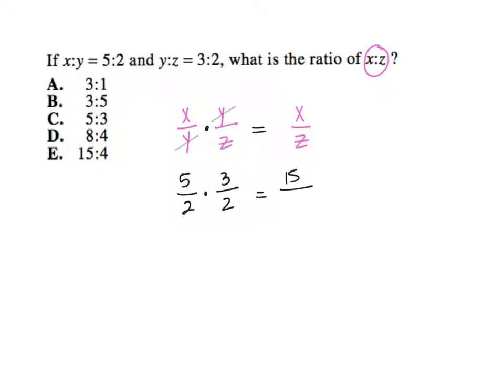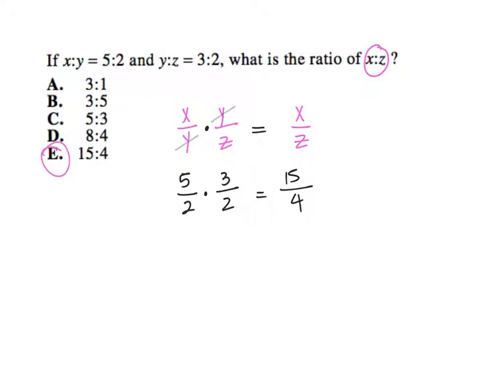And 2 times 2 in the bottom should give me 4. And so in this case, 15 over 4 can't be reduced, but it is one of these ratios here. So x here is 15, so it's this one, and z is 4, so it looks like that is our answer. E is our answer.